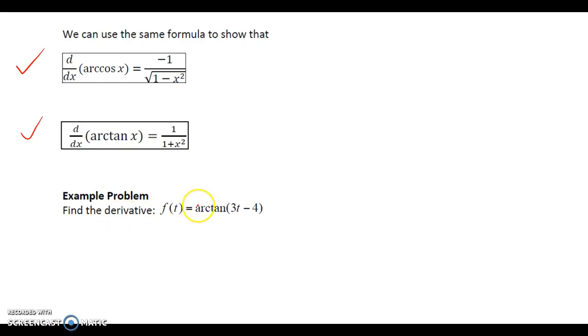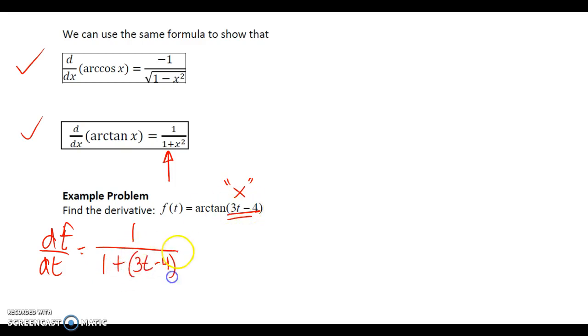Now it says find the derivative of this. So we know this right here. Here we go. So here's the x, isn't it? So the derivative of f with respect to t is 1 over 1 plus the x, or in this case, squared, times the derivative of the inside, which is 3.